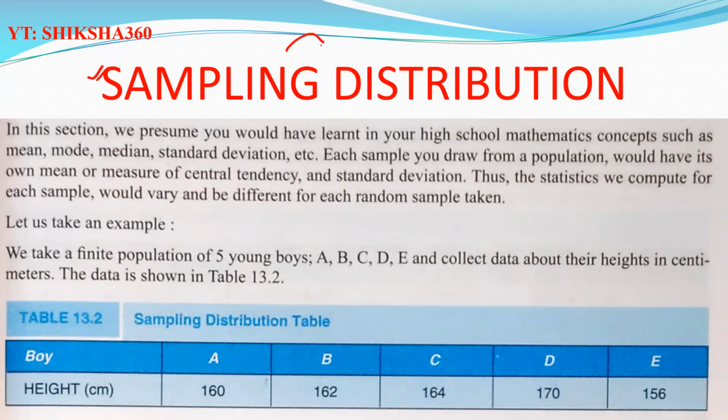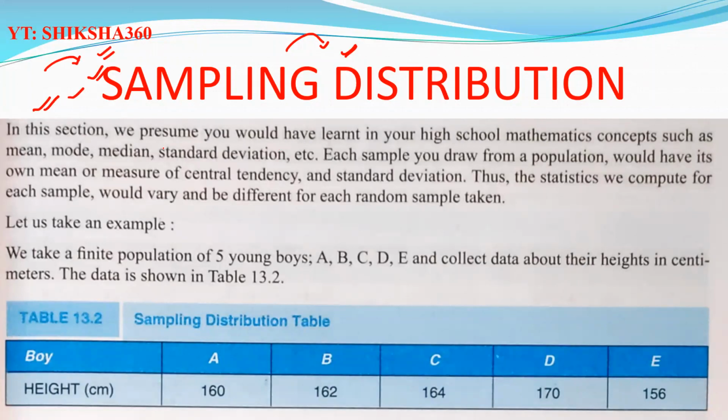Clear. Now next we have to use the sampling distribution. So what is the meaning of sampling distribution? Let's understand with the help of this example. Why will we use the same examples that are given in the book? Because they will ask straightforward questions directly from that.